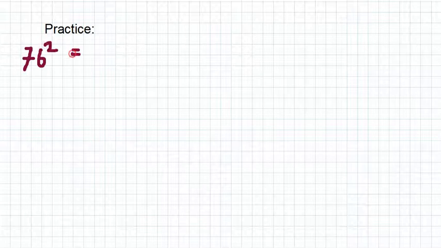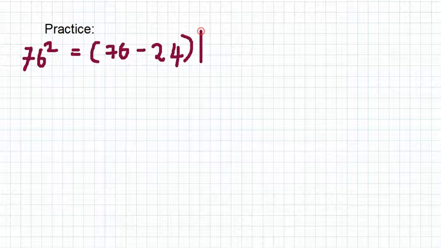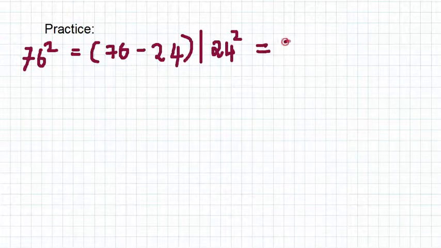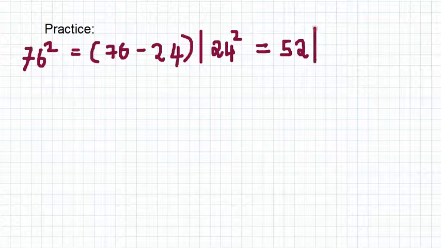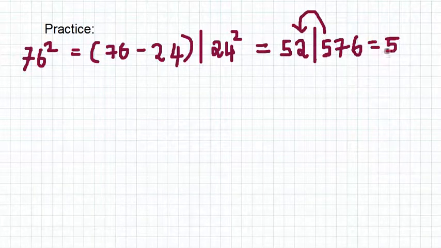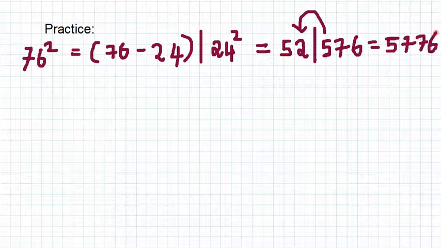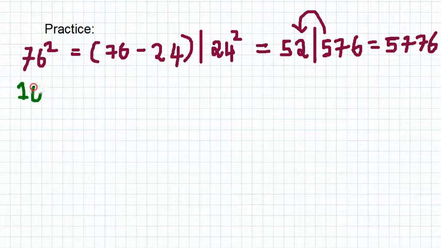Now let us practice some simple examples. 76 square. It is less than 100, so 76 minus the difference between 100 and 76, which is 24. Take a pause and square the difference, 24 square. We get the answer, 76 minus 24 is 52. 24 square is 576. Now move the carry and add towards the left hand side. Final answer will be 5776.